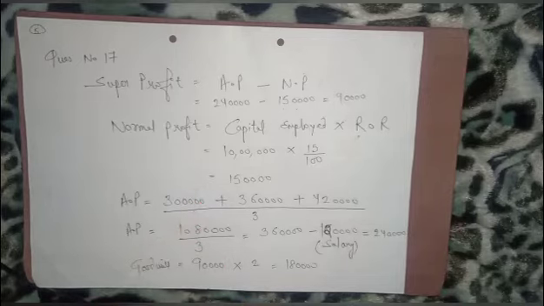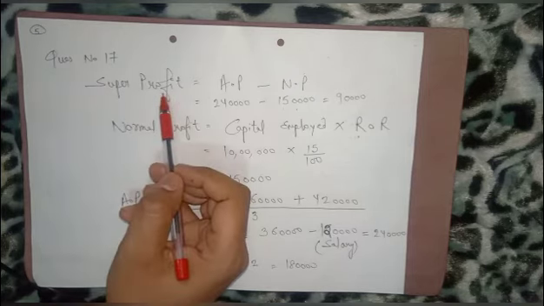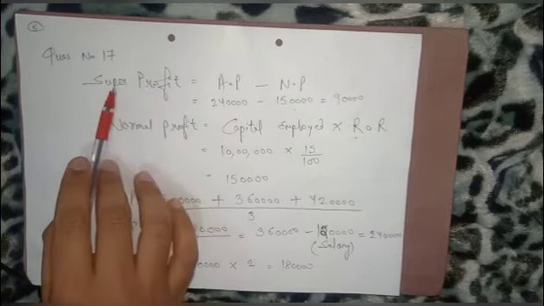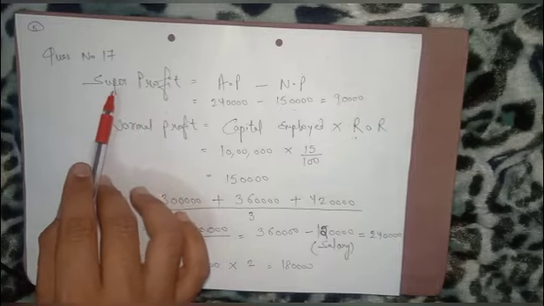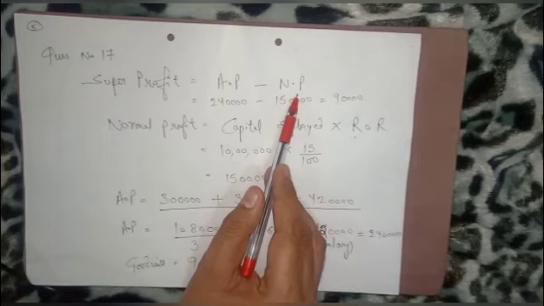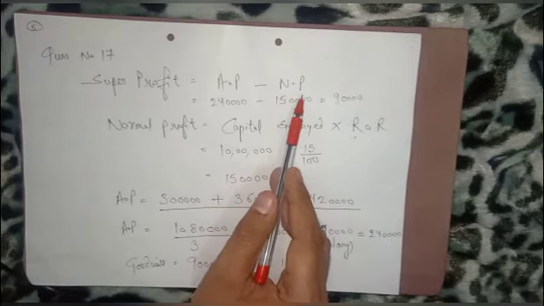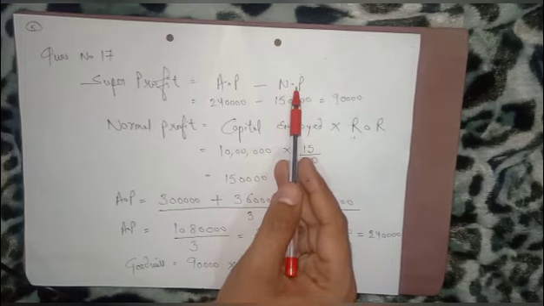Now as you are seeing in the statement, firstly capital is given to you. What I have written first is super profit. The super profit formula, you know, from the page which was in front of you, was AP minus NP. So super profit is average profit minus normal profit.